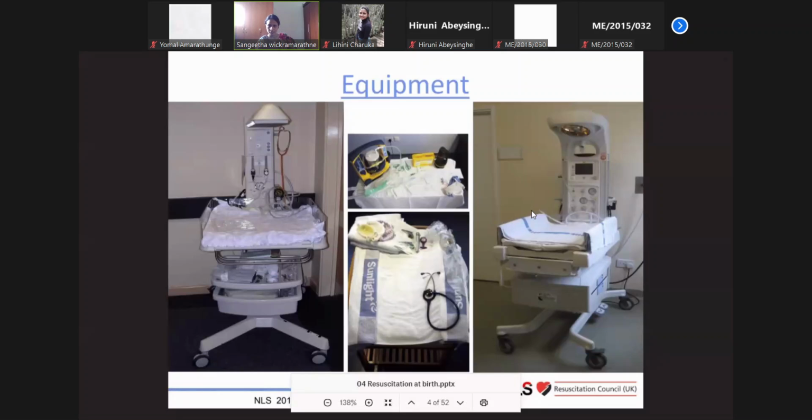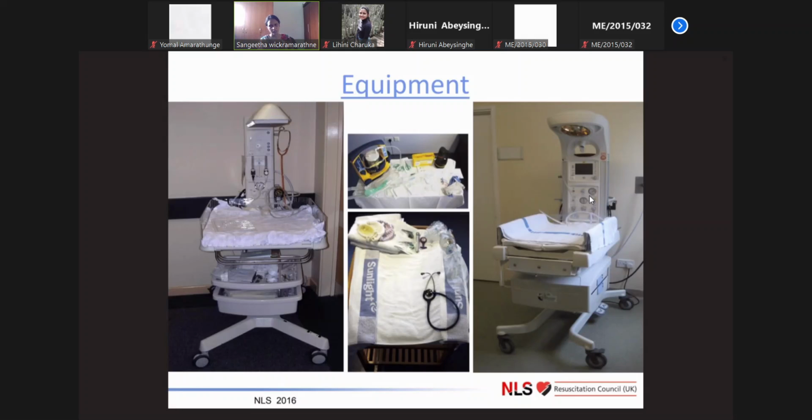So then, three sizes you have to have of the ET tubes, depending on the gestation and the estimated fetal weight. Somewhere around a 600 gram baby, you might have to put a size 2 tube. So you have to have size 2 and 2.5 tubes. So 2 is the minimum one which is available, right?